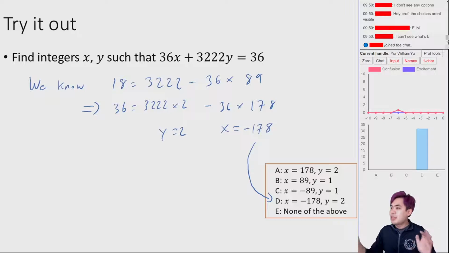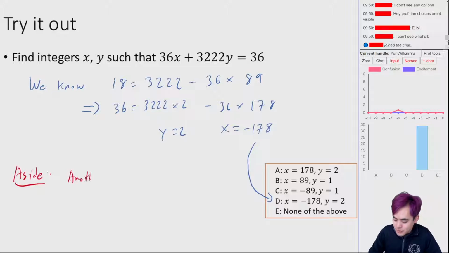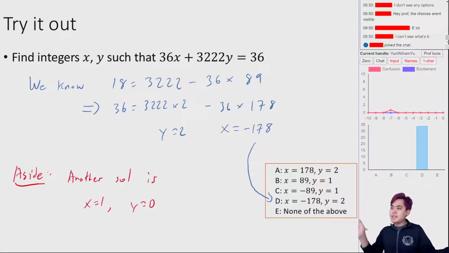So note that this isn't always the most efficient method. As an aside, there's another really simple solution, which is x is equal to 1 and y is equal to 0. But that's not the solution we get from the Euclidean algorithm. So the Euclidean algorithm doesn't always get you the easiest solution, but it will give you a solution.